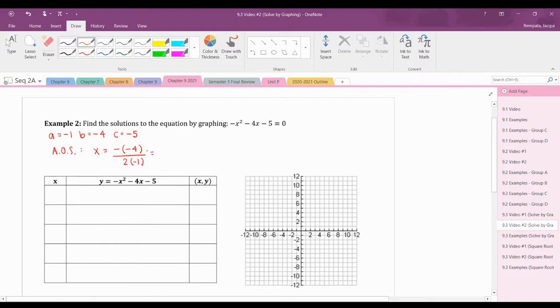So if I look at the numerator, we have back-to-back negatives. A negative times a negative is going to make that number positive. So we'll have 4 on the top. 2 times -1 is going to be -2. And 4 divided by -2 would be -2. So since x equals -2 is the axis of symmetry, we need that information. That goes in the middle of our table.